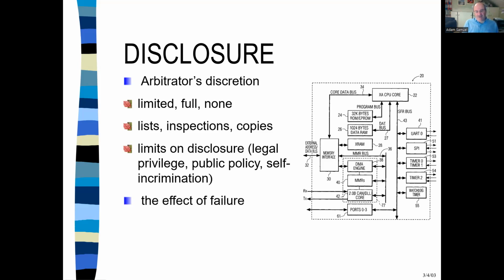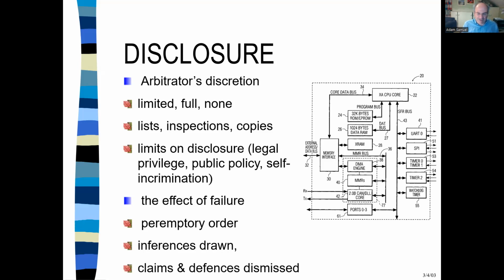The effects of not complying with orders is a bit messy. Often people use unless orders: unless you comply in the next 14 days, I'm going to issue a peremptory order. That's going to stop you relying on part of your case, which is typically the bit that's affected by the discovery breach. Or, well, I'll just draw inferences against you. At the most extreme end, you could end up dismissing a claim or a defense, typically again following an unless order.